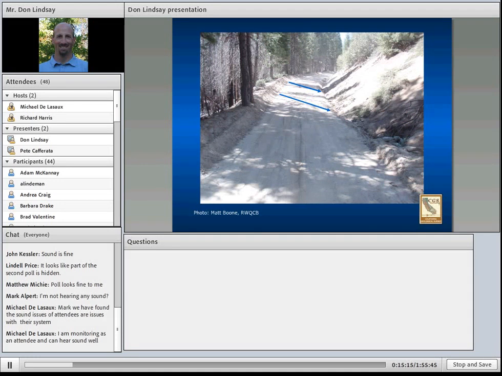Inslope roads direct runoff inboard, away from the fill slope and into an inboard ditch that is cross-drained, typically by pipes. Inboard roads are well suited for steep road grades, slippery conditions, and unstable or erodible soils where you can direct water away from problematic areas.